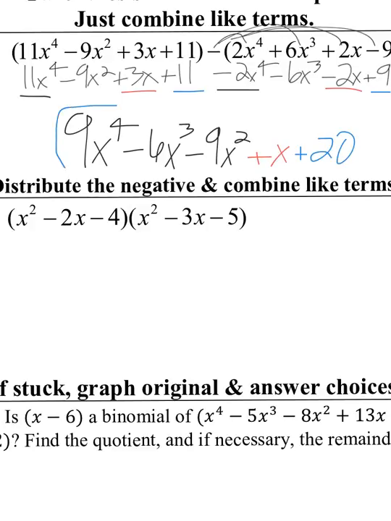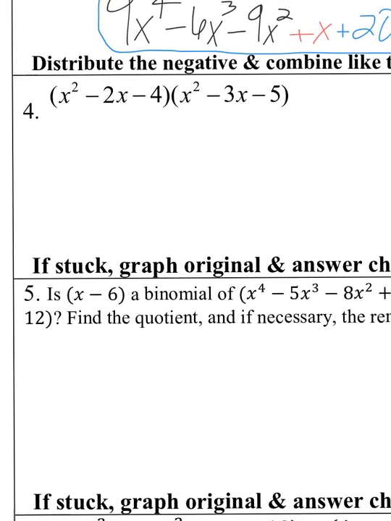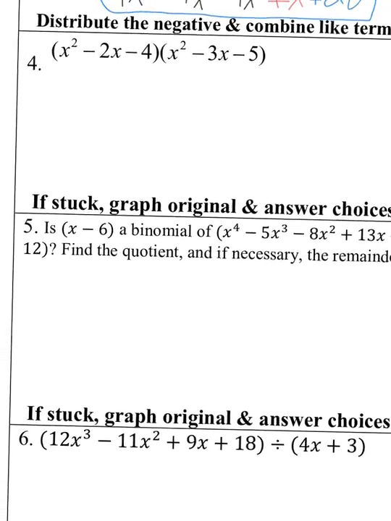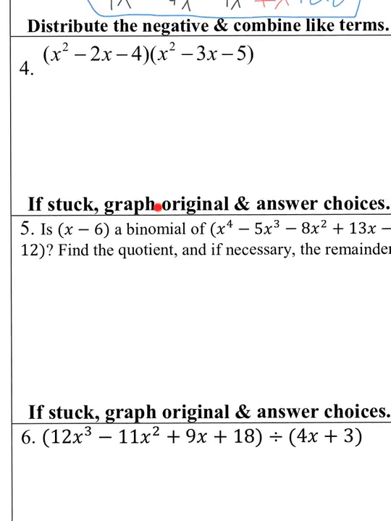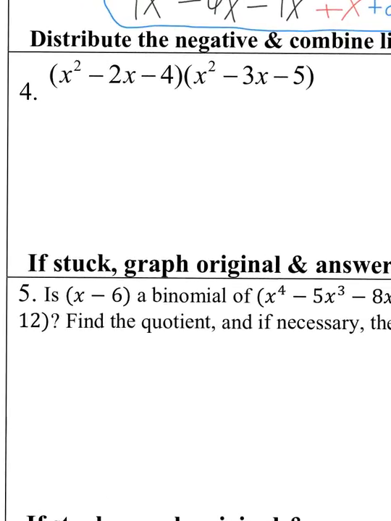So again, if you were stuck on a problem like this, go ahead and graph your answer choices. This would be the correct answer choice, and this graph would overlap with this graph. You type it in exactly as you see it, parentheses and everything. Number 4, same thing. If stuck, graph the original and the answer choices, but this one's a multiplication problem because there's no plus or minus sign.